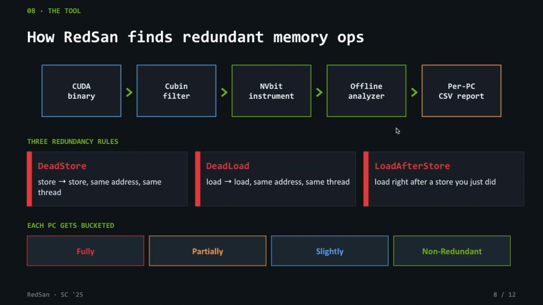Now, let's look at the actual RedSan tool introduced by this paper and how it works. It starts with taking your optimized CUDA binary, then it applies some CUDA binary filters, it does some NVBit instrumentation, and after the runtime, it does some analysis to generate a CSV report for you. So what it is essentially doing is, during the runtime, it takes note of every memory access that your program makes, and it just logs it.